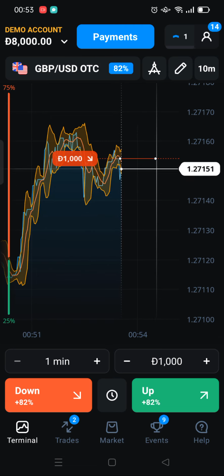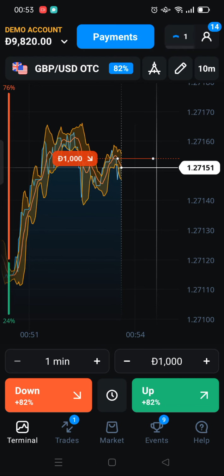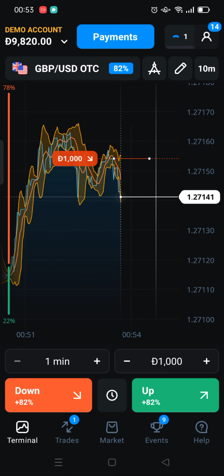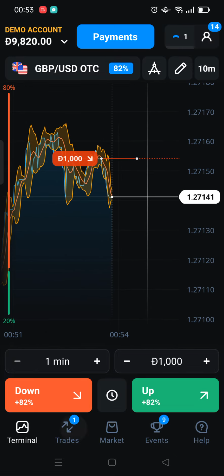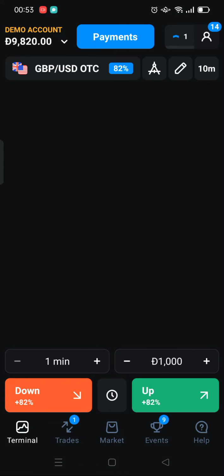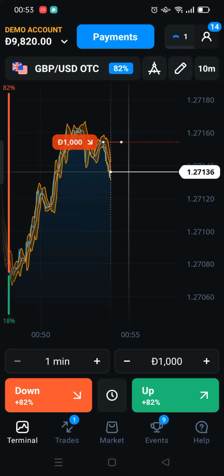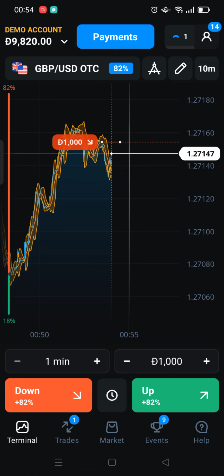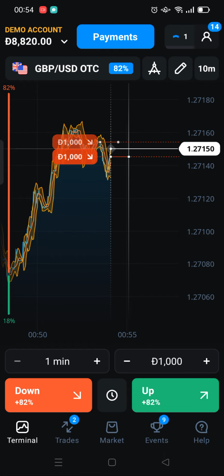Let's see. Okay, our one trade closed in profit. Let's see, guys, here we go for another trade. So our SNR is working. Let's see. Okay, here we go, the market went upward again. Again we do our sell.